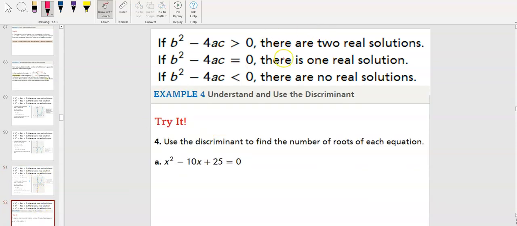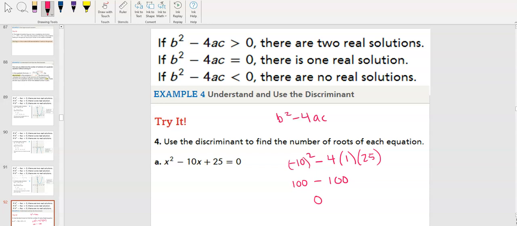So let's use this information above and solve here without solving the full equation, okay? So I'm going to be using my discriminant b squared minus 4ac, okay? And I'm going to take that. So b is negative 10, so negative 10 squared minus 4 times a, which is 1, and c, which is 25, okay? Negative 10 squared is 100. 4 times 1 times 25 is 100. 100 take away 100 is 0, so that means there is one real solution.